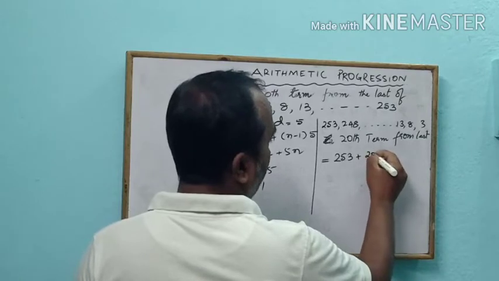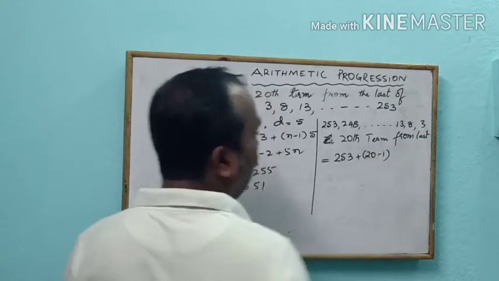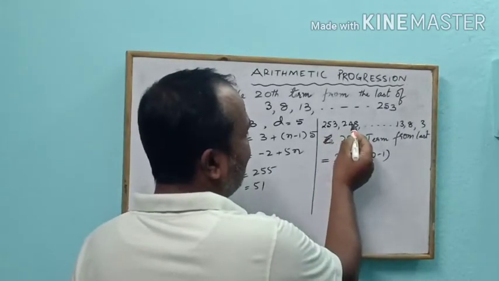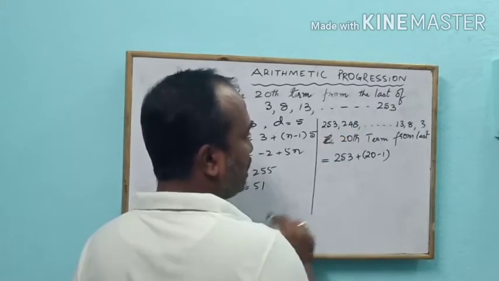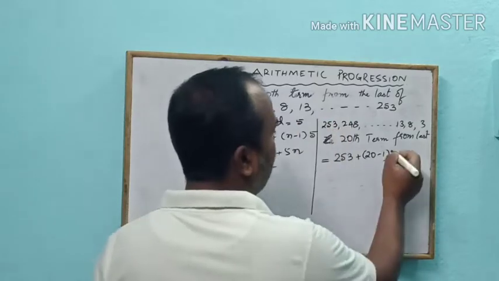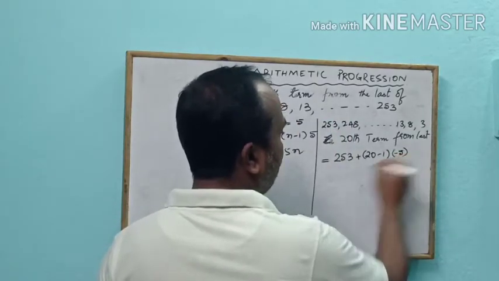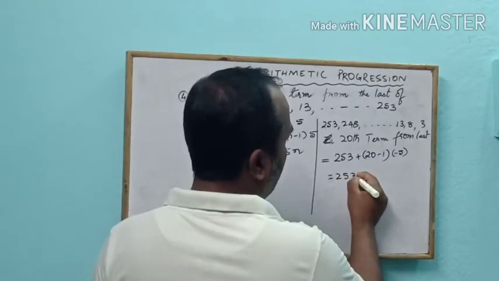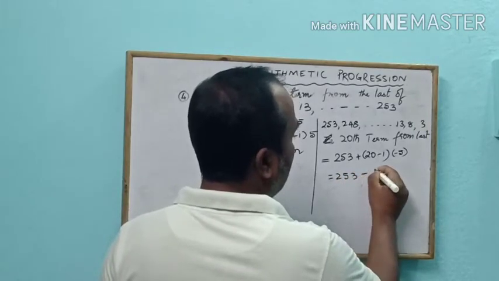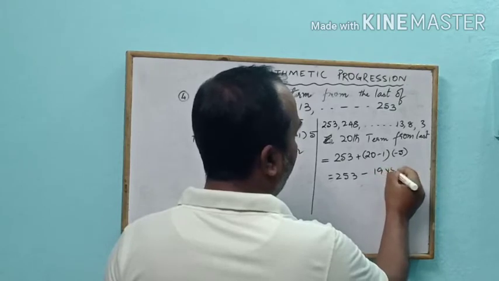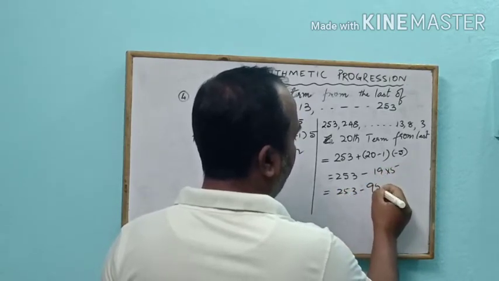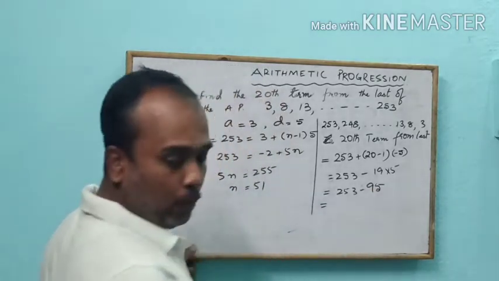So 20 minus 1, and here D will be what? Here D will be minus 5, because second term minus first term, 248 minus 253, that is minus 5. Okay, so 253 minus 19 into 5. That is 253 minus 95. That is 158.